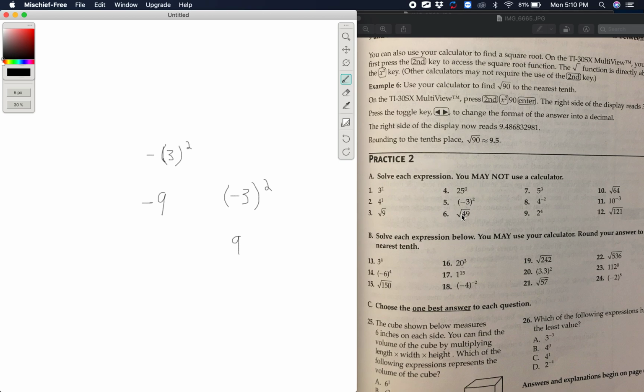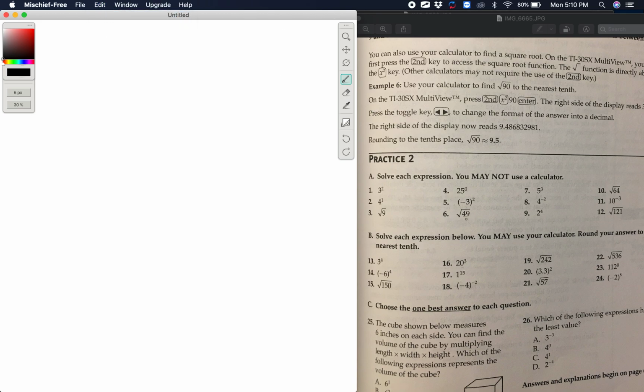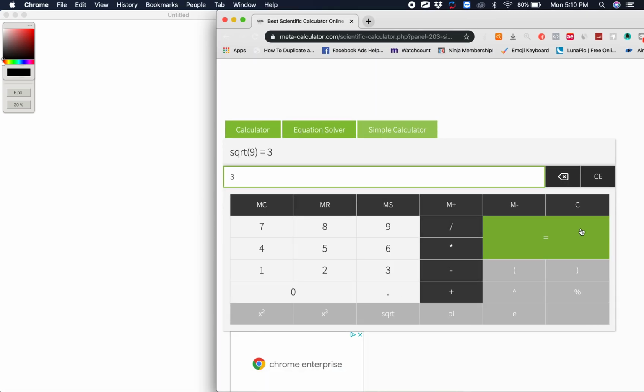Let's see, so we have to find the square root of 49. Since I do have a little practice, I know that that is 7. Okay, so let's see. I'm going to bring up my calculator so we can do that. Square root of 49 is 7. See? 7. Okay.